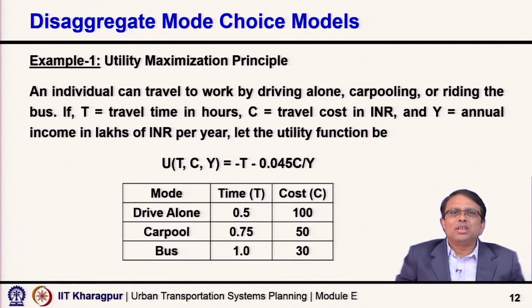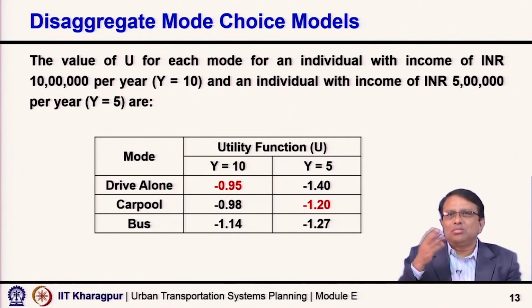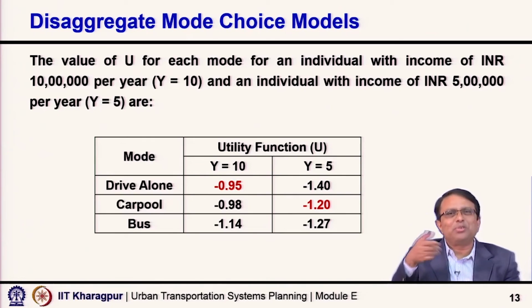If I have given this, drive alone, carpool, bus, in each case, what is the travel time, what is the travel cost. So, I have got 3 modes, I have got 3 variables, 2 variables related to mode and 1 variable related to socio-economic income, right. Now, if the income is 10 lakhs per year and if the income is 5 lakhs per year, one is 500,000 and another is 10 lakhs, right. So, y in lakhs, that means in one case the y value is 5, in another case the y value is 10. In both cases I can calculate the utility values, all are coming in negative.